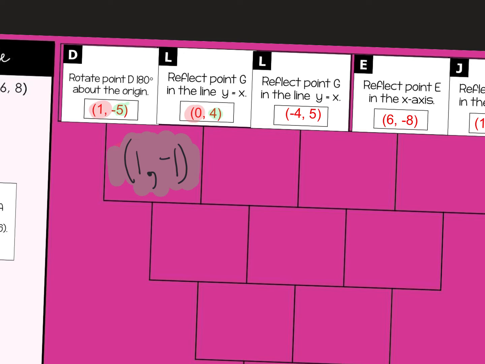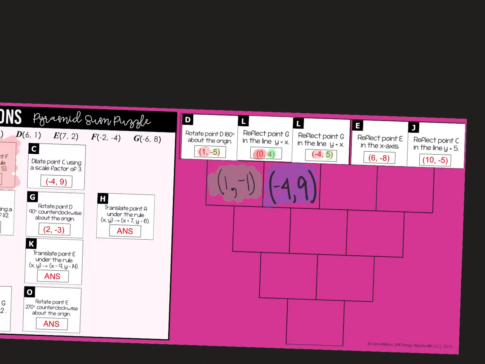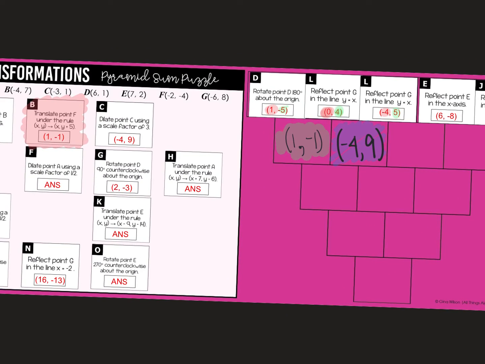And then again, if I were trying to figure out what letter is supposed to go in this box right here, then I am going to take the x coordinates. So that would be 0 and -4. I'm going to add them together. So that's -4. Then I'm going to figure out my y coordinates. So I'm going to take 4 and 5, add those together. That would be 9. And then if I go back over to my answer choices, I can see that C is -4, 9. So I would be taking C and dragging it right here.